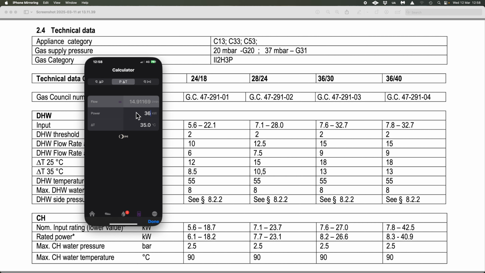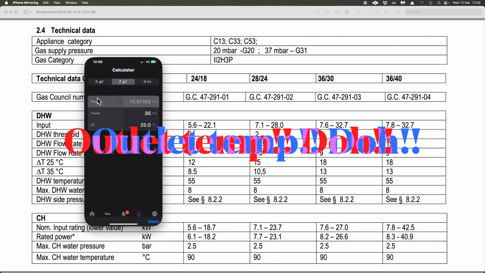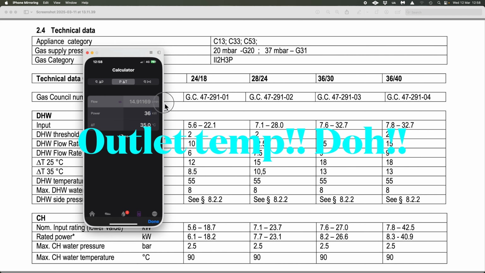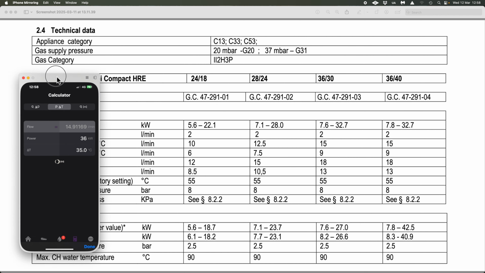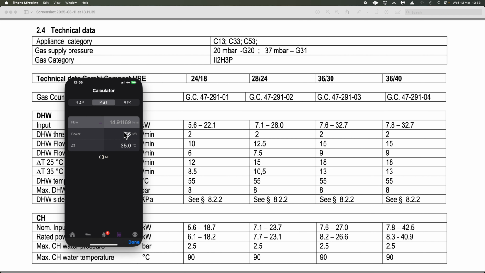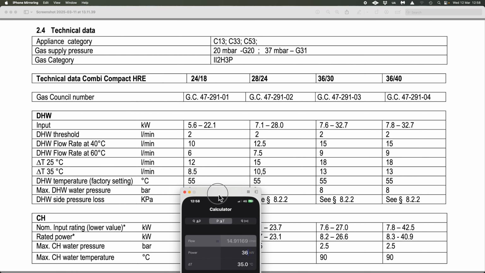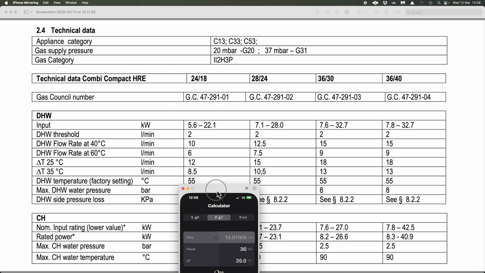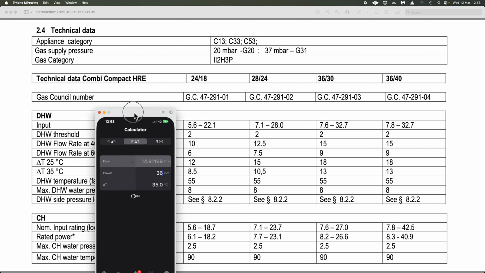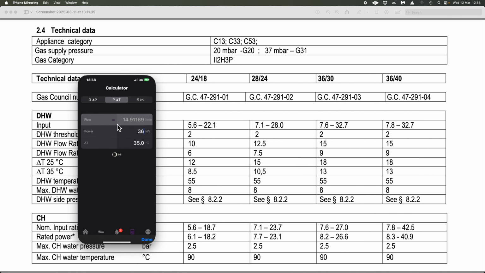We'll go into 36 kilowatts of input. Now that's because our delta T has changed, because we said 45. But you can see now, yeah, let's get 15 litres, 15 litres. Yeah, it's spot on actually, that's correct. Because we are going for our 40 degree. So yeah, we're about right on there.